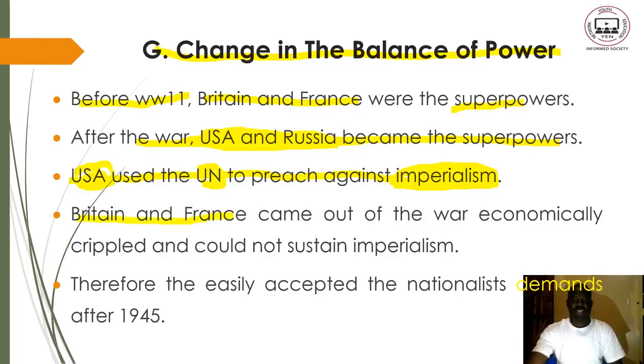So Britain and France came out of the war economically crippled and could not sustain the imperialism, which was also headed by the USA. So with that, we see the change in the balance of power, whereby the USA now became the superpower alongside Russia. So USA, being the superpower, was preaching against imperialism, and Britain and France could not withstand it because they were economically weak after the war. Therefore, they easily accepted nationalist campaigns after 1945.